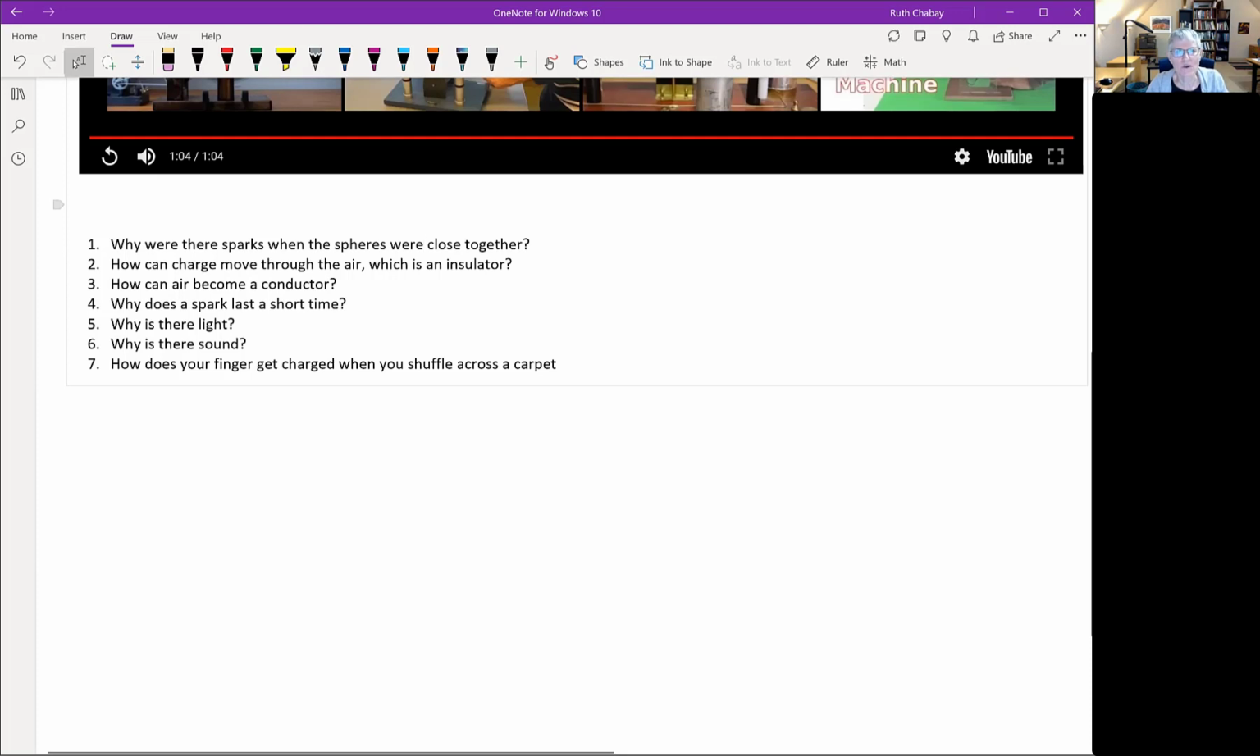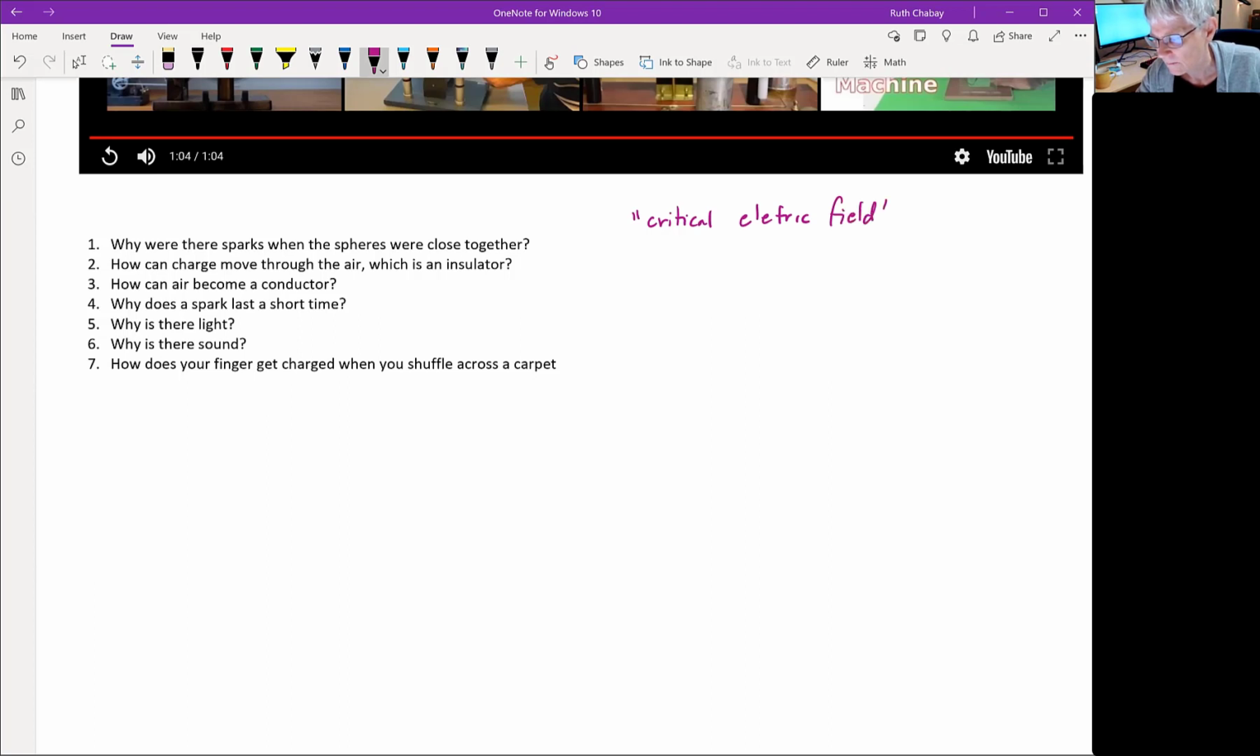So let's see what physics we can bring to bear to try to help us answer these questions. First of all, a fact. You may or may not remember this, but what's called the critical electric field, the field required to ionize air, is about 3 times 10 to the 6th newtons per coulomb, or volts per meter, and that's an empirical measurement that we just measure and find out.